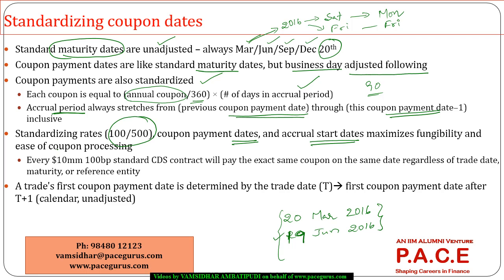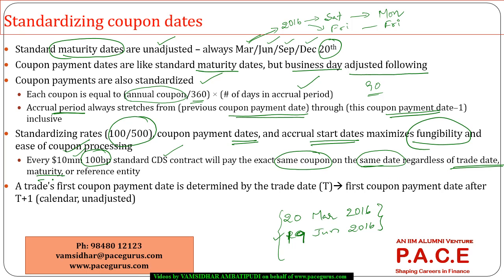So the entire processing is becoming easier, and it maximizes the fungibility of the entire trading process. So we know that if I am going with a $10 million, 100 basis points coupon standardized CDS contract, it will pay exactly the same coupon to everyone. The coupon payment date is exactly the same, regardless of the day on which you entered into the CDS contract; it really does not matter.